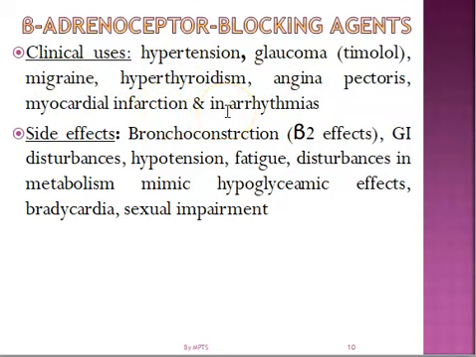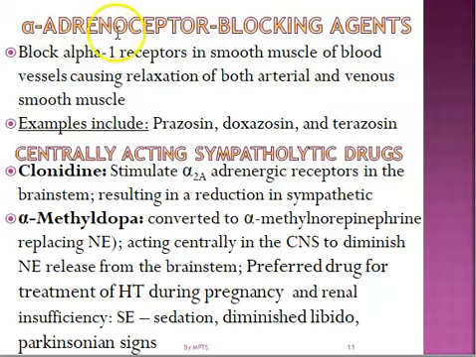However, sometimes they can also be used in hypertension. Let me stop there. Side effects include bronchoconstriction for the non-selective, GIT disturbances, hypotension, and also disturbances in the metabolism, as they mask hypoglycemic effects. Remember, these ones are contraindicated in DM patients and also in asthmatics, especially the non-selective.